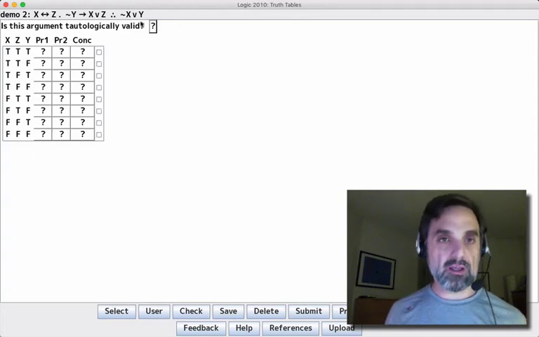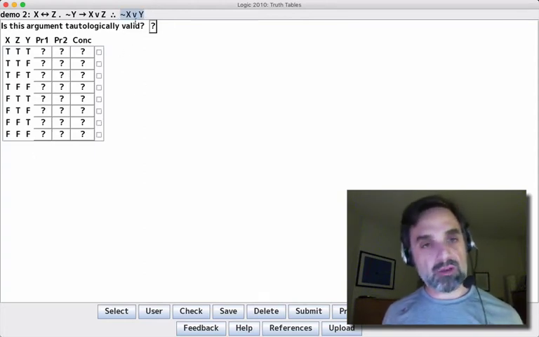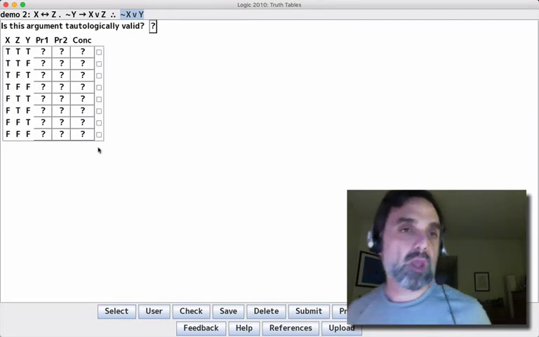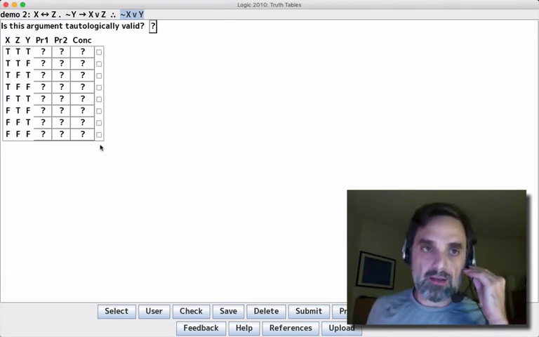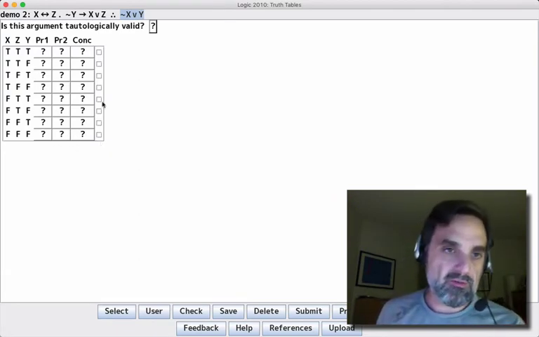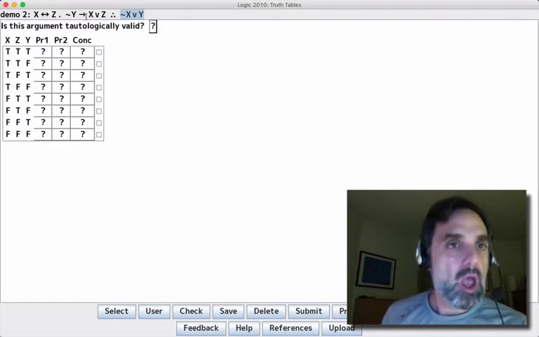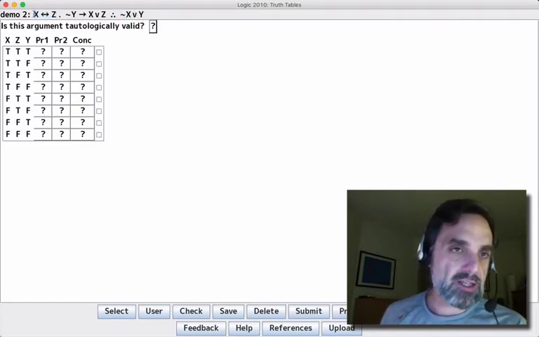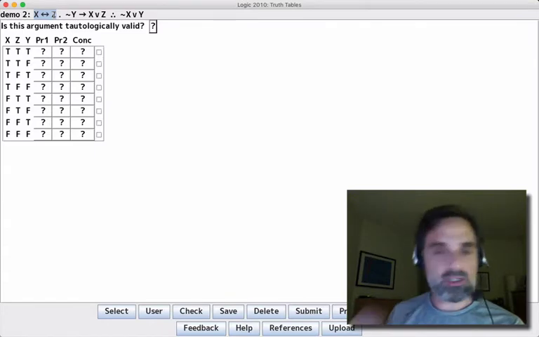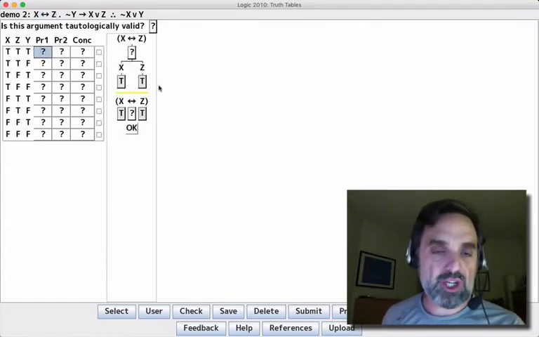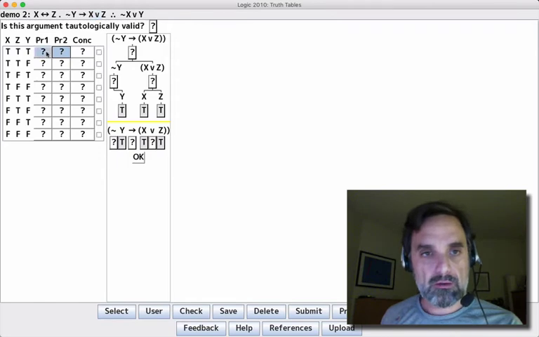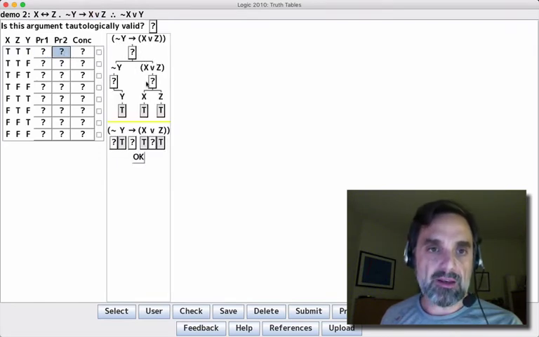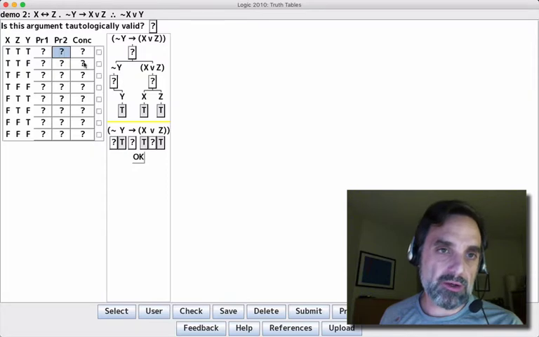Here, unfortunately, the premise is complex, and so its truth value isn't yet filled out. So let's see if we can be strategic here and try to do this by filling in as few boxes as possible. Well, if we look at x if and only if z, that's going to be fairly simple to calculate because it has a very shallow tree. This premise has a more complicated tree. It's deeper, it goes further down, and it's got 2 branches here. So this is going to take longer to do than this.